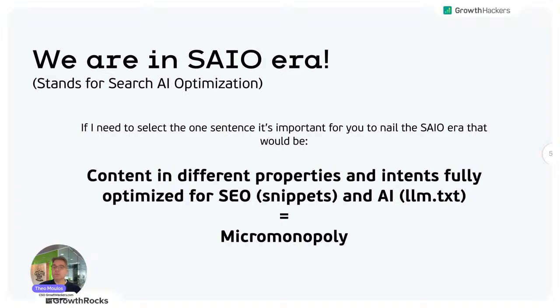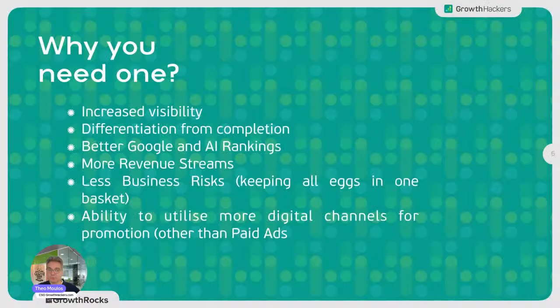Because the truth is that the founder, in Growth Hacker's case, and the CMO of an established company, they don't look for the same thing, they don't ask for the same thing, and most probably they don't have the same needs at all. So that's why we need to serve them both without necessarily doing that from the same website. And again, that is where a micro-monopoly comes in.